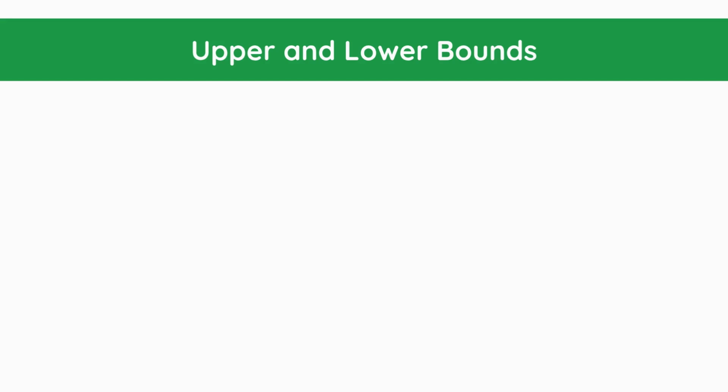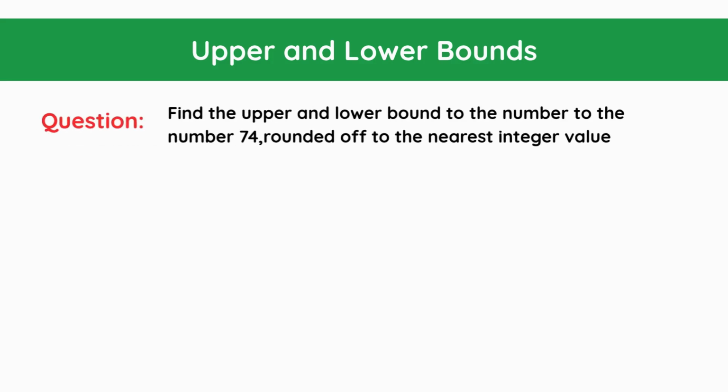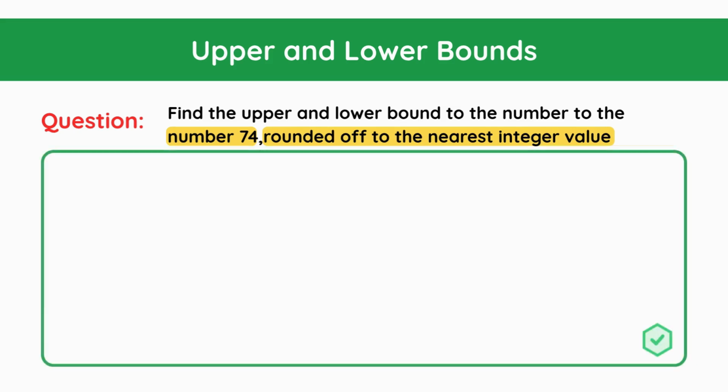Now, let's get started. Let's start with a very basic question. We are given the number 74 and we are told that it has been rounded to the nearest integer. We are asked to find the upper and lower bounds. There are two important pieces of information. First, the number is 74. Second, it has been rounded to the nearest integer. The nearest integer tells us the degree of accuracy.